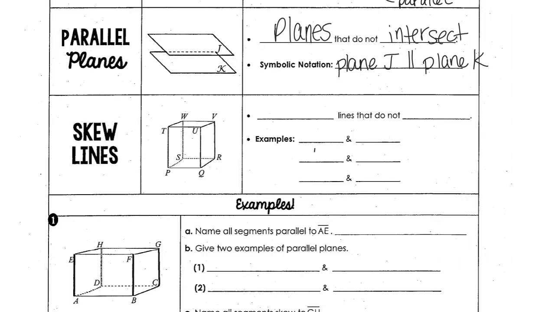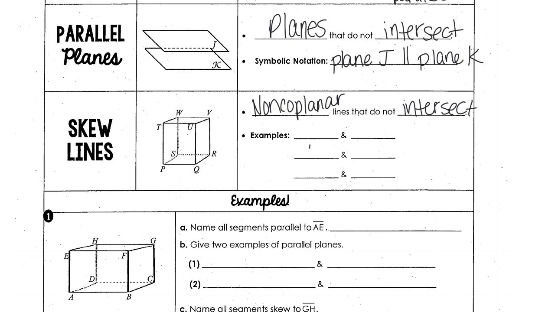Skew lines are non-coplanar lines that do not intersect. So they're not in the same plane and they're not parallel. A good example here would be segment TP and segment QR. So in this 2D image, it looks like they're going to touch, but you have to be able to visualize this in 3D.